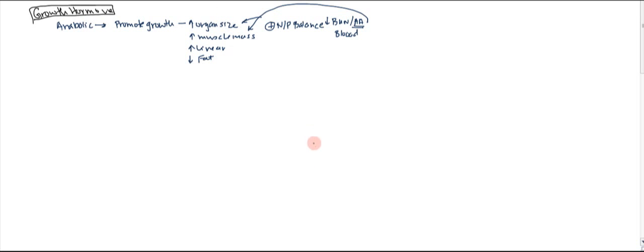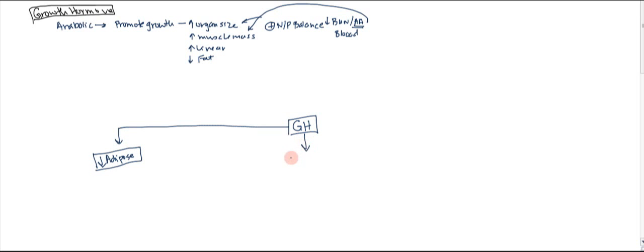So if we look at growth hormone, it has three major functions. It's almost like insulin. It's going to have an effect on adipose. In particular, it's going to decrease adipose. It's going to have effects which increase liver function. And it's going to have a positive effect, increasing muscle.